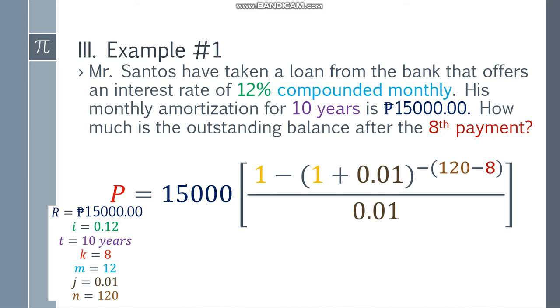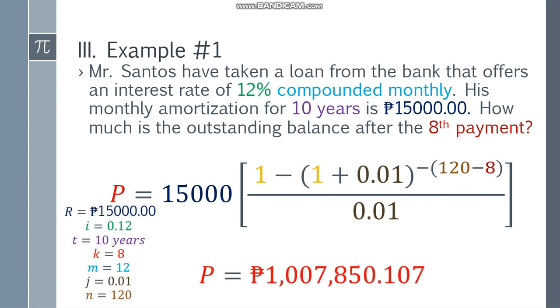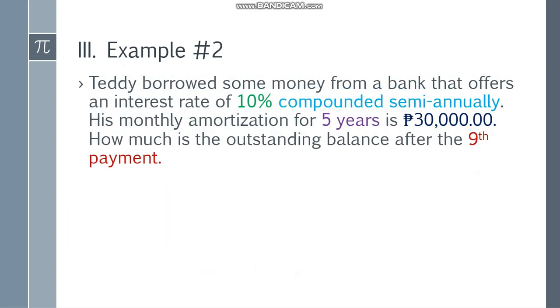Okay, ito na siya. Ngayon, if you're going to solve it, kailangan sa calculator ninyo, may gagamitin talaga kayo ng brackets. So, make sure tama yung pagkalagay ninyo, as in ganito. So, ang sagot natin dito ay 1 million pesos. Tapos, 1,007,850.107. Or, pwede mo na lang siyang i-round up. So, kasi pesos tayo, magiging 1,007,850.11.